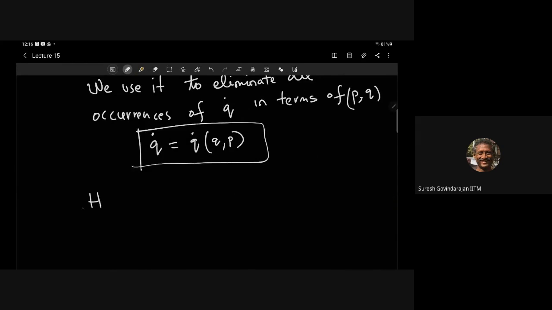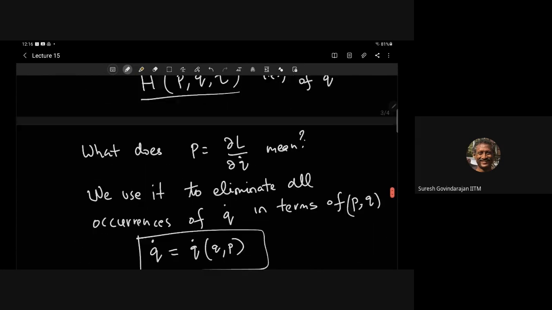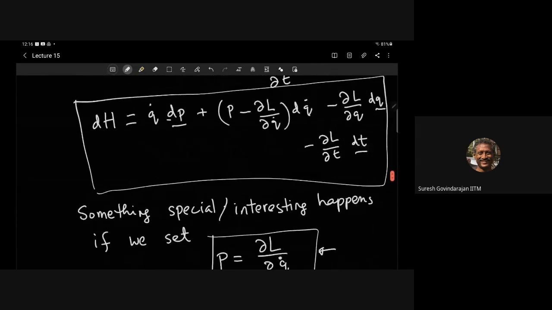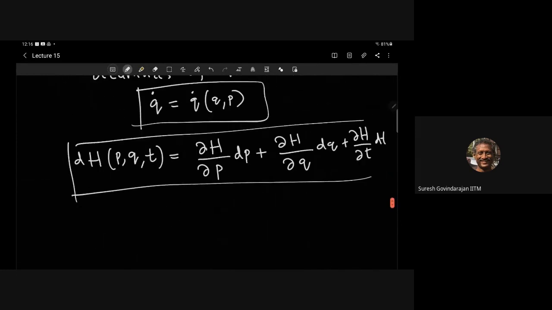So let's now do the left hand side. We are given that h is a function of only three variables, p and q and t. So that would just say that... Okay, so we compare, let's call this equation 1, and let's call this equation 2. Okay. So let's look at this.